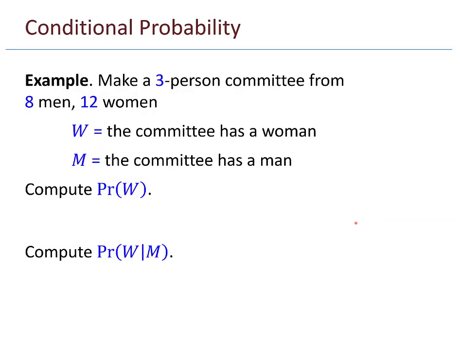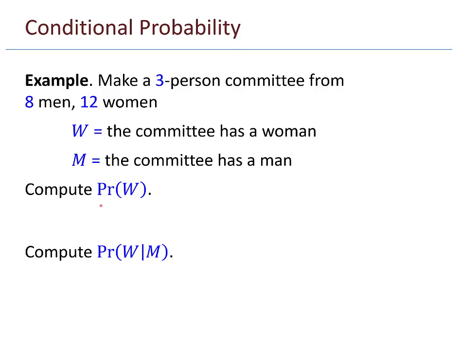Here's another example, and this example is a little bit complicated, but I'll show you the answer, and then maybe we can reason out why the answer works. So in this example, we make a 3-person committee from 8 men, 12 women, and event W is the event that the committee has a woman, and event M, the committee has a man. And of course, we're assuming that this 3-person committee is chosen totally randomly.